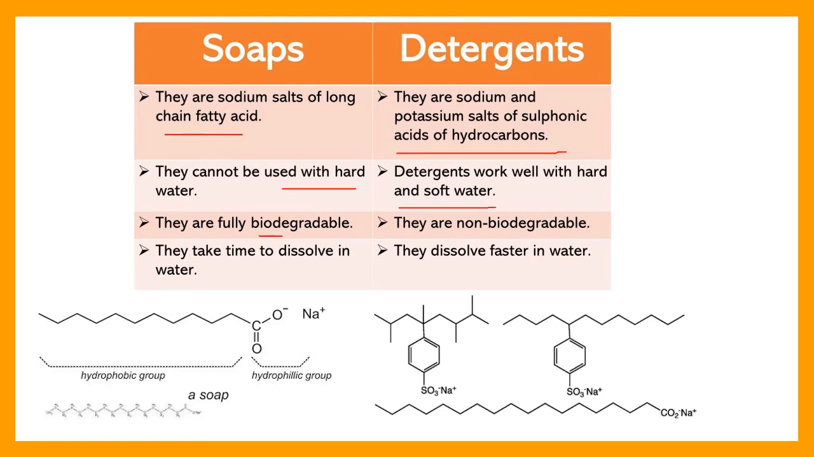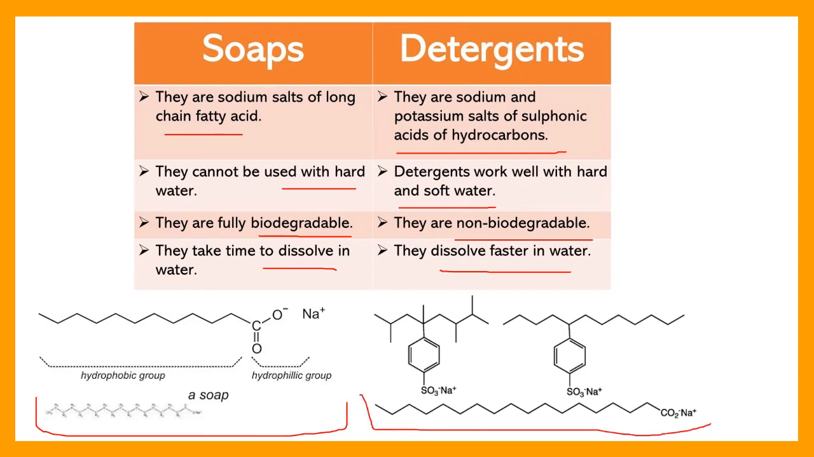Soaps are fully biodegradable, while detergents are not biodegradable. Soaps take time to dissolve in water, while detergents dissolve faster in water. Here is the structure of a particle of soap, and that is the structure of a particle of detergent. Here you can see the functional group, and that is different, right? So that is the difference between soap and detergent.